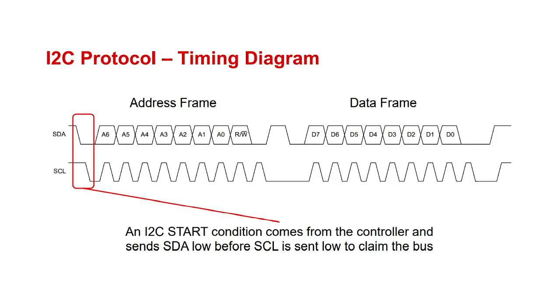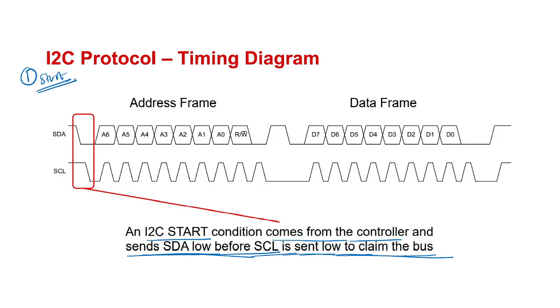See here. First this is the start condition. So what is the I2C start condition? It comes from the controller, which sends SDA low before SCL low to claim the bus. First SDA will go to low. After that the master should give the clock on SCL. You need to claim the bus. This is the start condition.